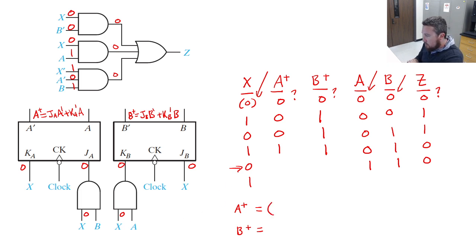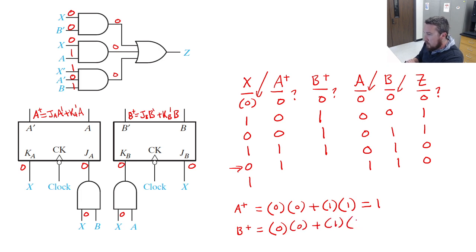Now let's see, A plus is equal to JA, which is 0, and A prime, which is also going to be 0, or KA prime, which is going to be equal to 1, and A, which is also equal to 1. So that's going to give us a 1 there. And then B plus is going to be exactly the same, I think. JB is 0, B prime is 0, KB prime is 1, and B is 1. Gets us a 1 there. So we're going to have a 1 and a 1 for our A plus, B plus. And now we're ready to do the last step, the last bit of the sequence.